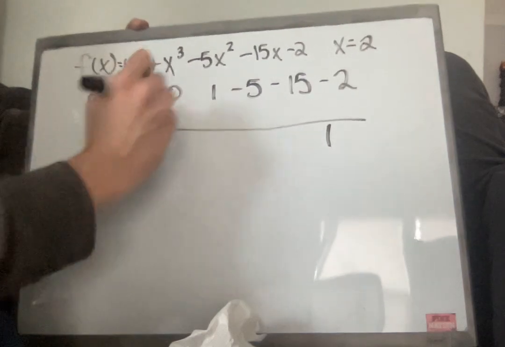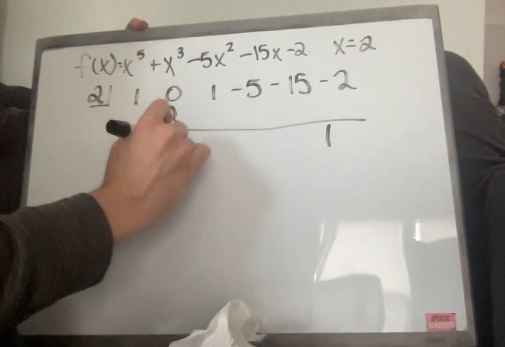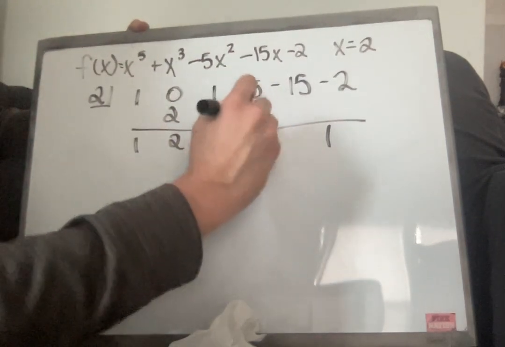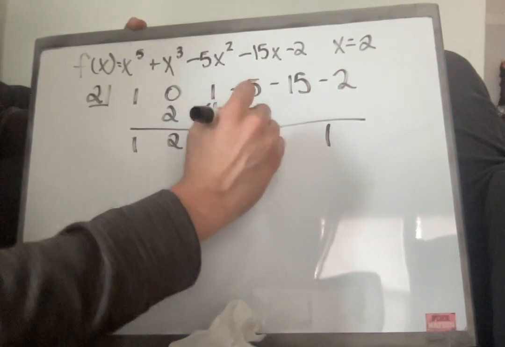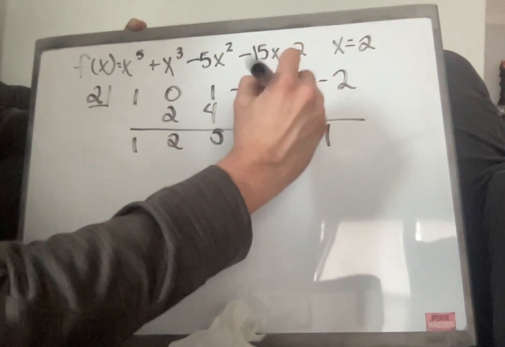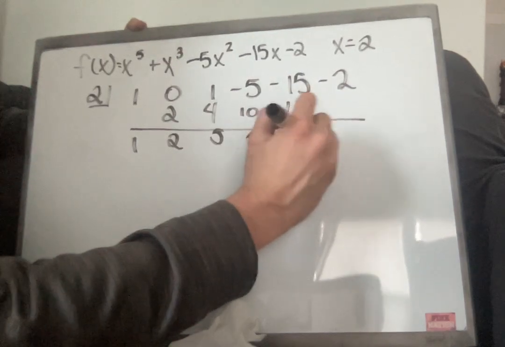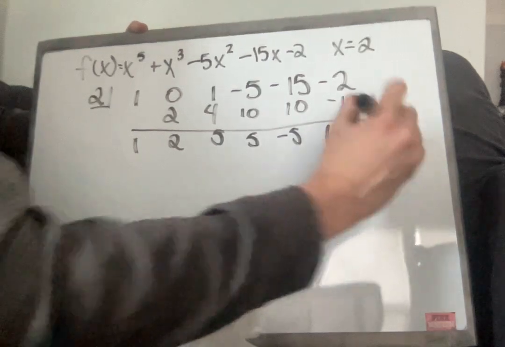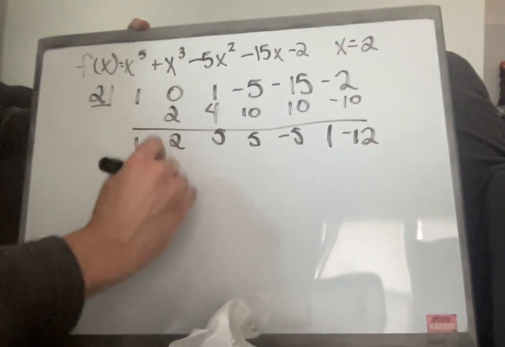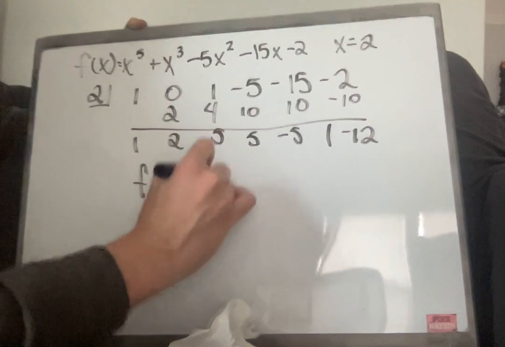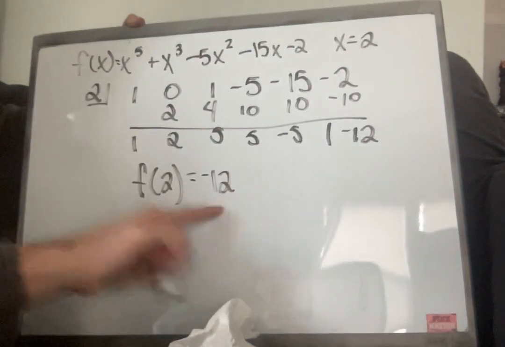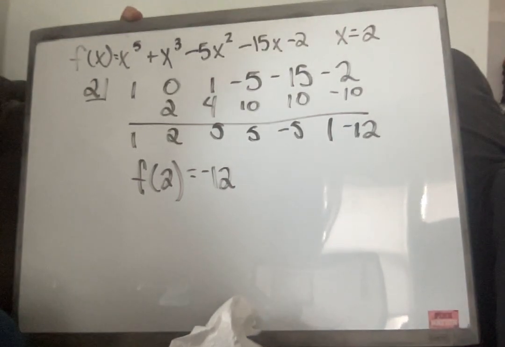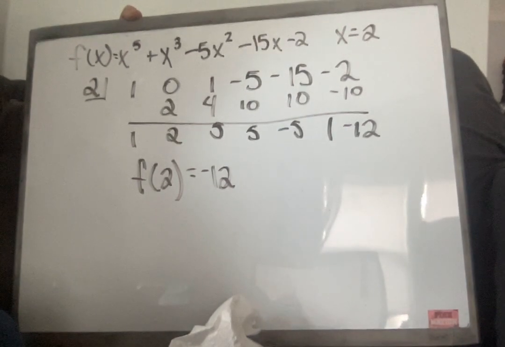Drop the first number, multiply by what's in the box, add, multiply by what's in the box, add, multiply by what's in the box, add, multiply by what's in the box, add, multiply by what's in the box, add. So I can say that f of 2, or my evaluation at 2, is negative 12. So when x equals 2, y equals negative 12. So the big key is to write in any missing coefficients.